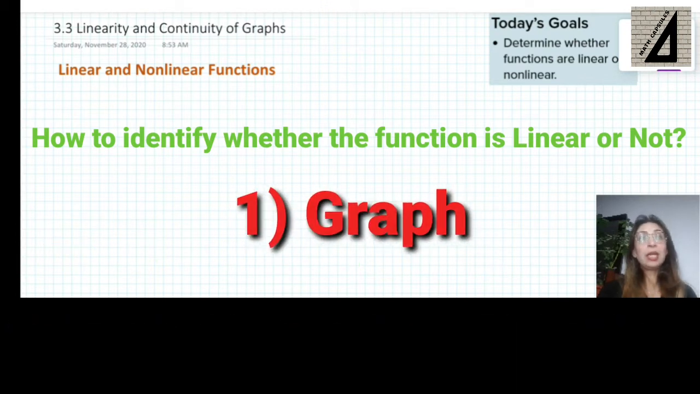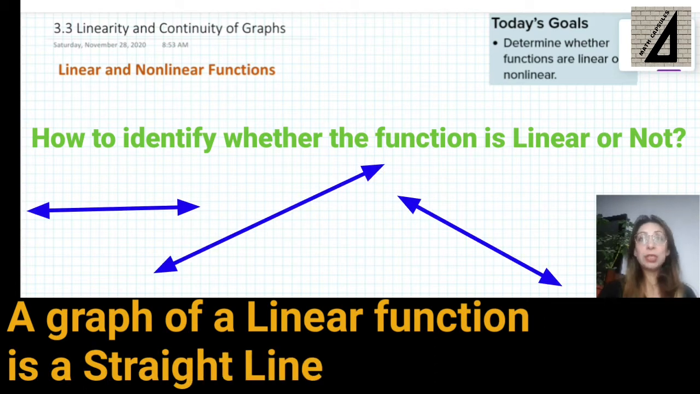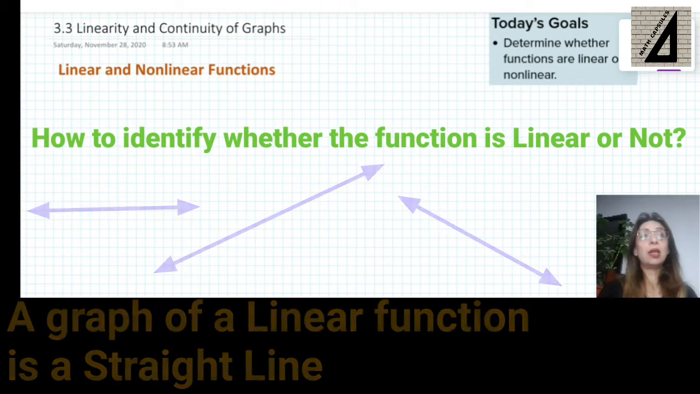For a graph, a function is linear if the graph is a straight line. This is straightforward and it's very easy to identify if the function is linear or not from the graph. So if it is a straight line, then this is a linear function. It comes from the word linear, it comes from the word line.